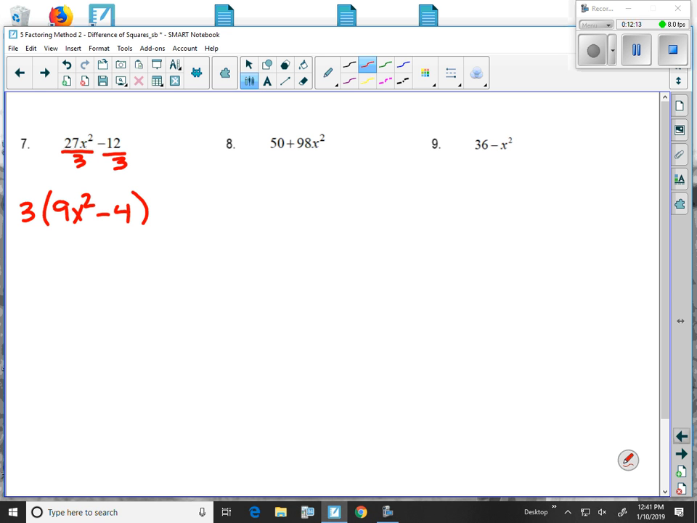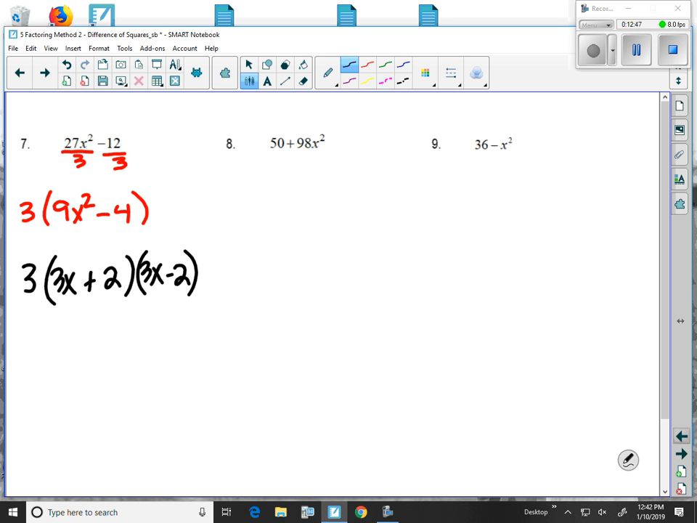Okay, now look at the inside. Do we have perfect squares? Okay, so here's what has to happen. That 3 is still part of your problem. So keep the 3. And now we can do our perfect squares. What's the square root of 9x squared? Good. And the square root of 4? 2. So you should have 3 times (3x plus 2) and (3x minus 2).